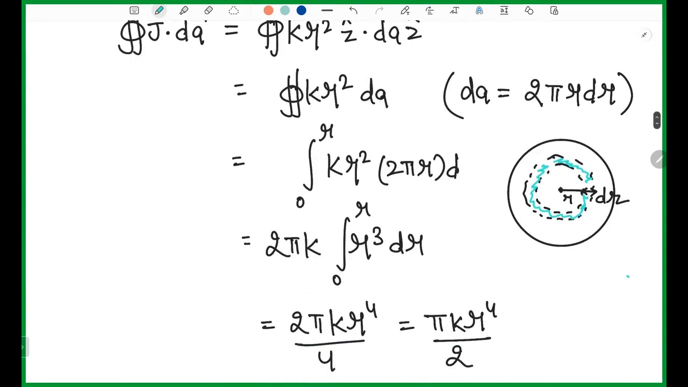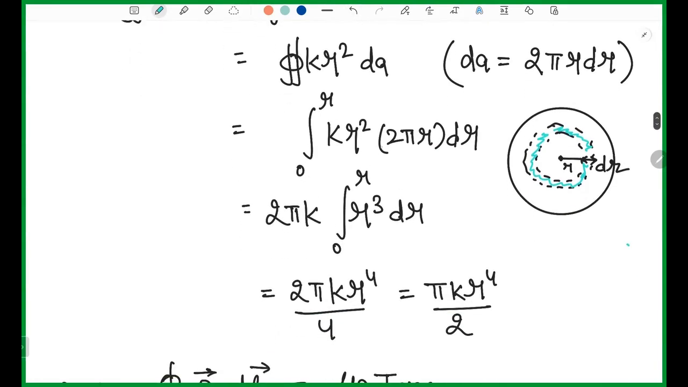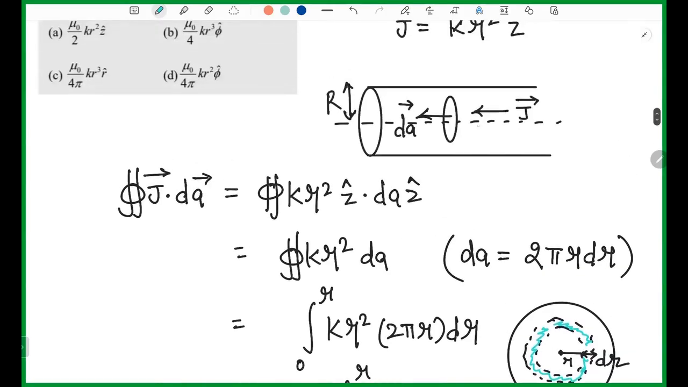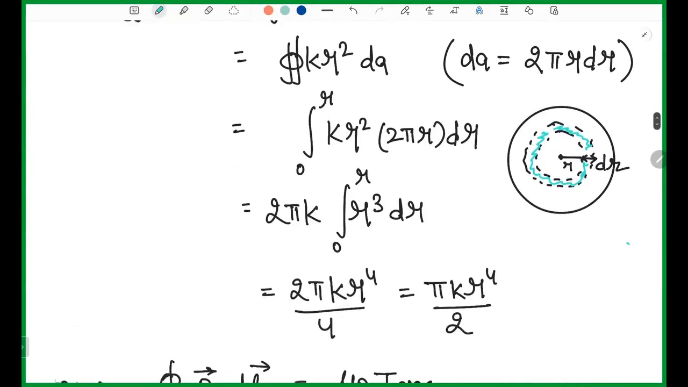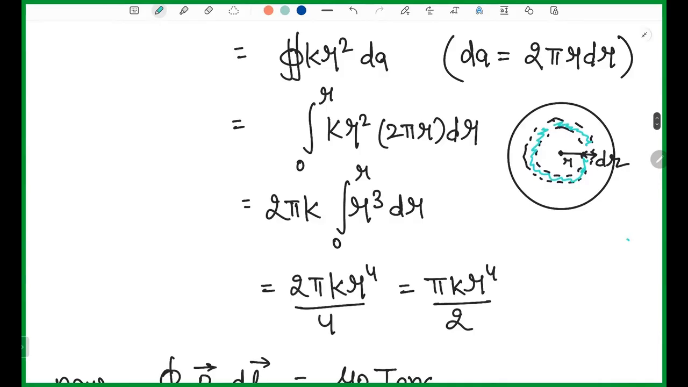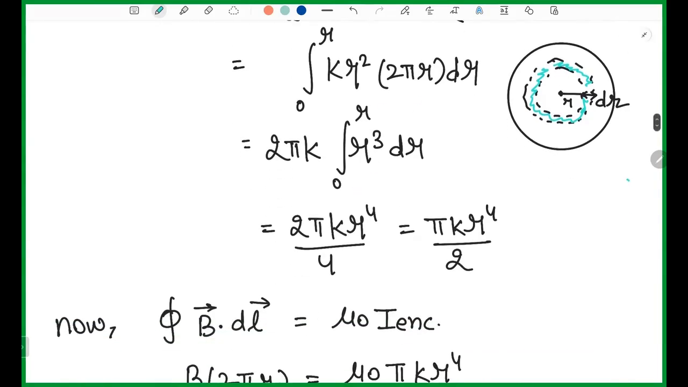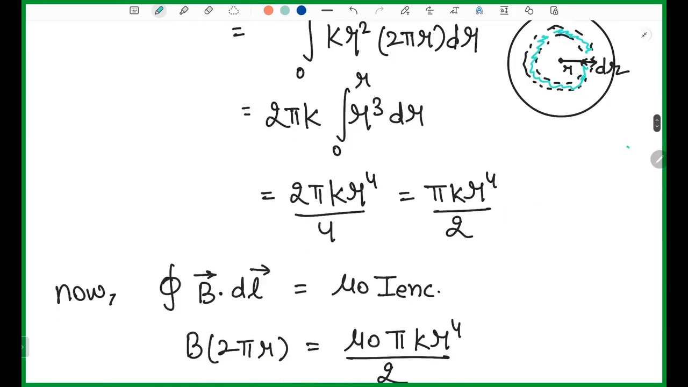So basically what I can do here is, I can take my 2 pi k outside. Inside I will get r cube dr. And this disk is going from 0 to r. My radius is going from 0 to r. So basically what I get is 2 pi k r cube dr, and my integration is from 0 to r. And if I do this integration, I will get 2 pi k by 4 r raised to power 4. Okay, and this 2 I can cancel. So I will get my current enclosed as pi k r raised to power 4 by 2.